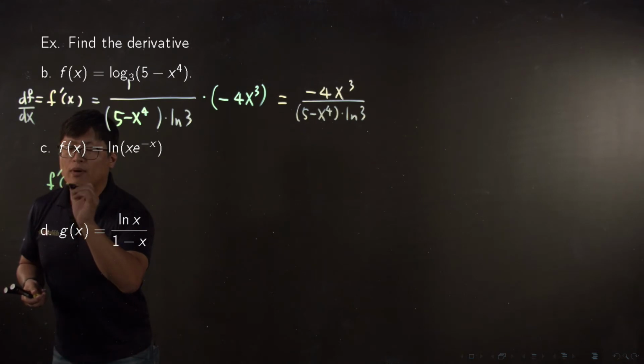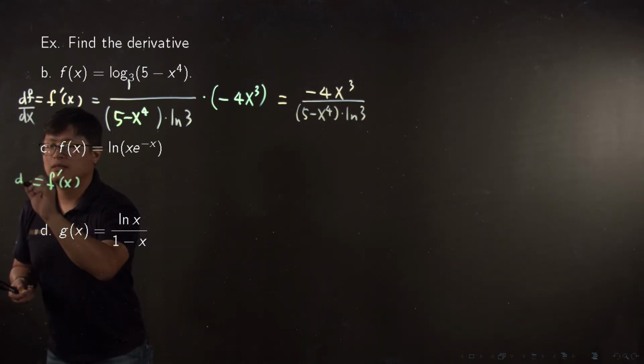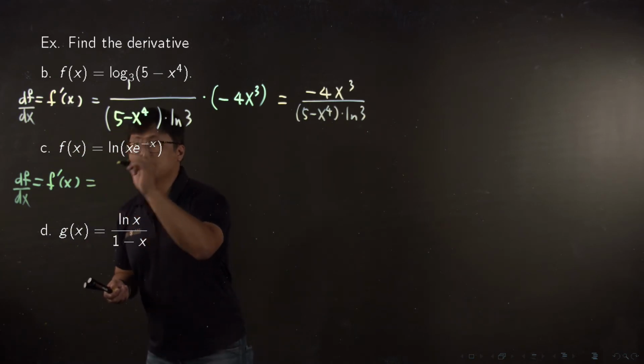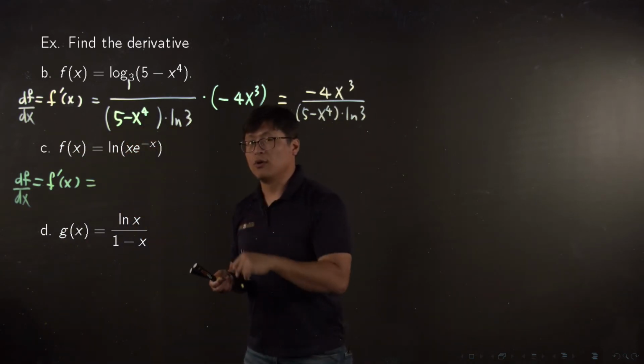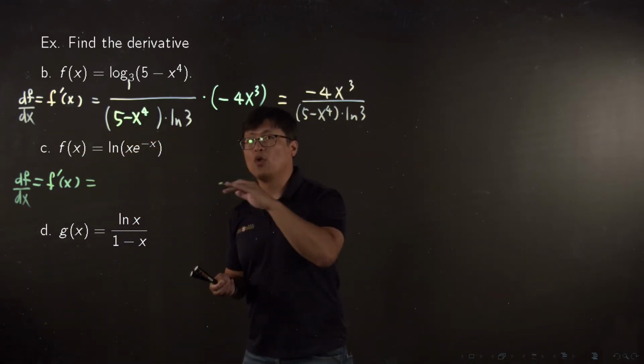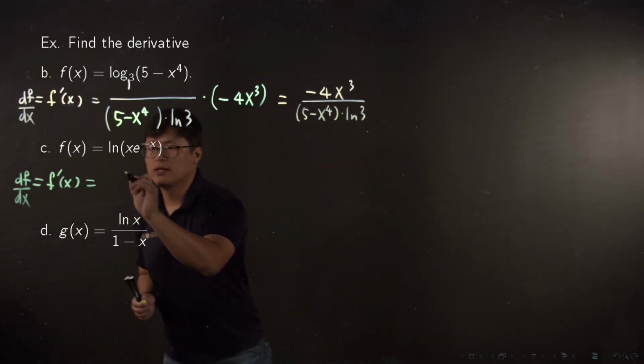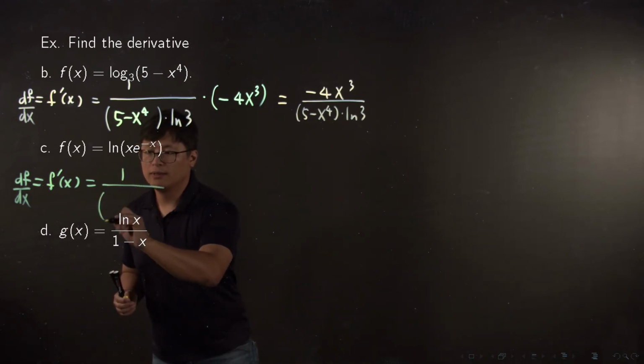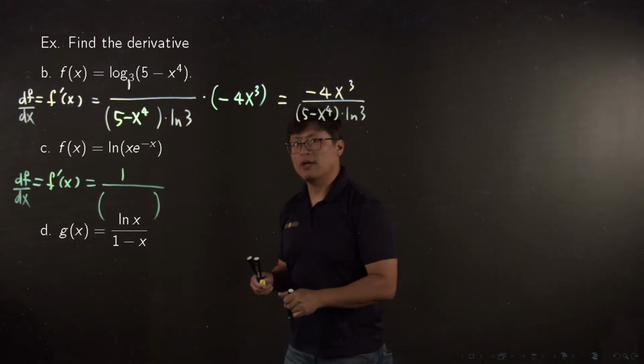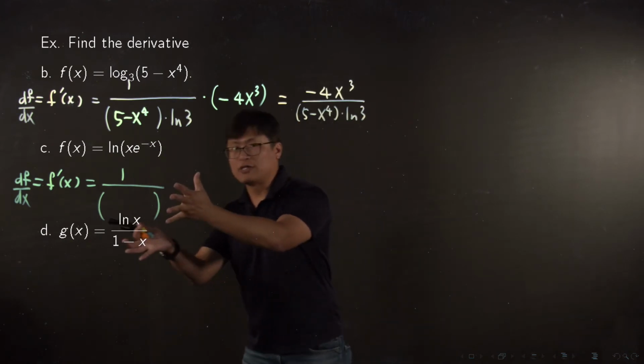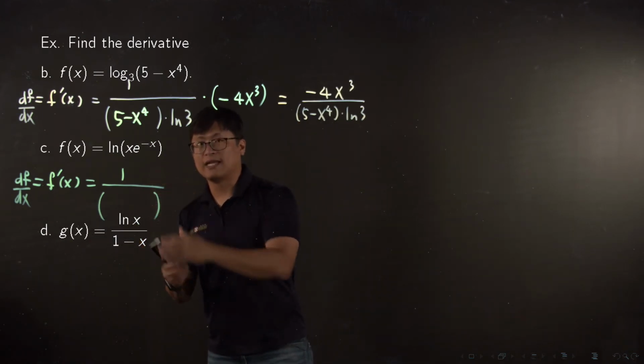F prime of x, df over dx, right? Then simply, the outside function is natural log, right? Then ln x prime is 1 over the inside function, okay? That's it. This is the inside function, okay? Now, this is the outside function, okay? Now let me write your inside function, okay?